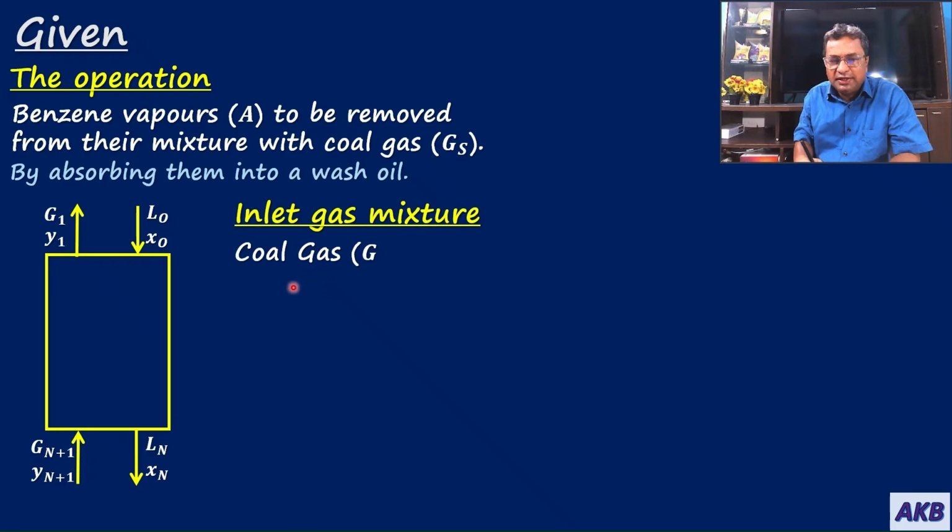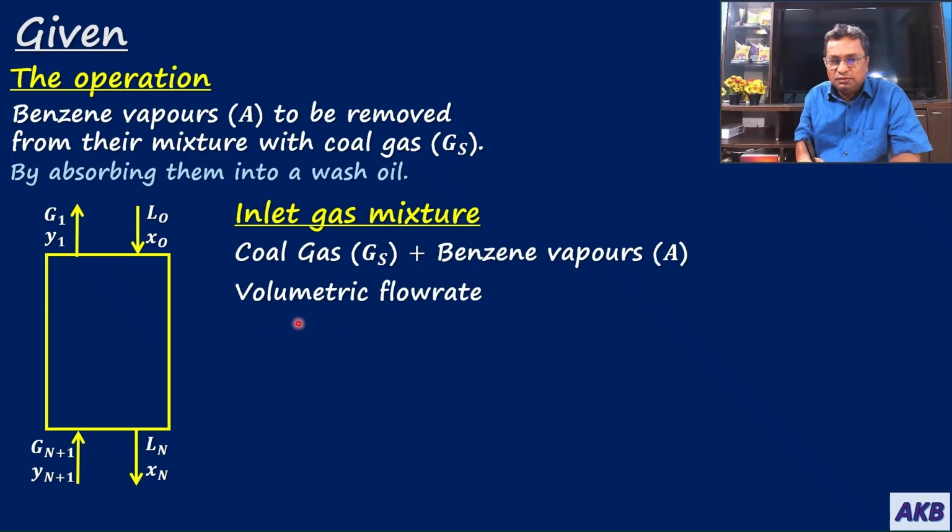The inlet gas mixture contains coal gas, which is the insoluble gas in this case. Its molar flow rate is GS. So the inlet gas mixture is coal gas plus benzene vapors. We are identifying the benzene by E. Then the volumetric flow rate is given to us. Let us denote it as Vn plus 1. It is 0.250 meter cube per second. We need to convert it to Gn plus 1, because we need it in kilomole per second. So we will do that.